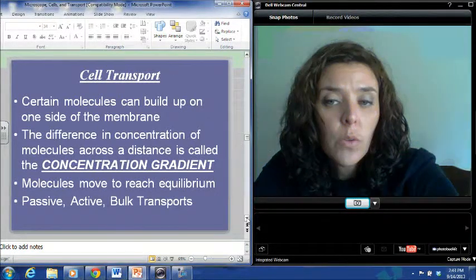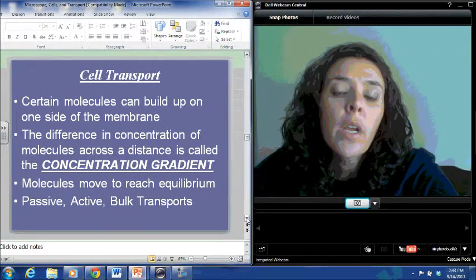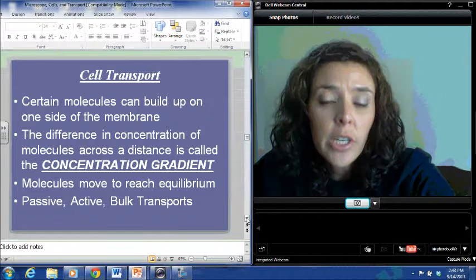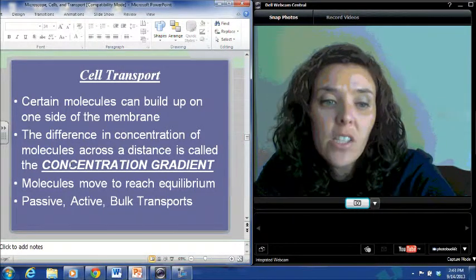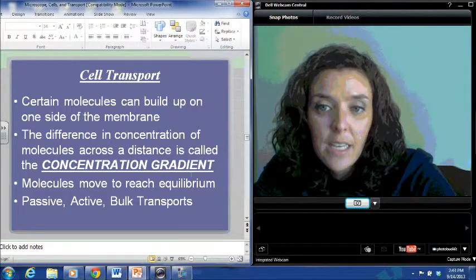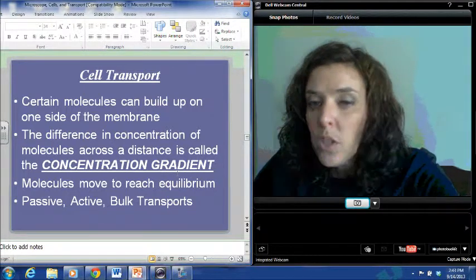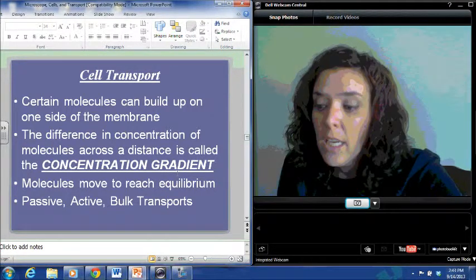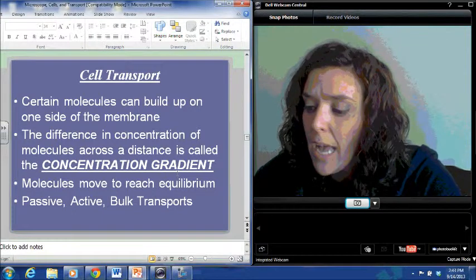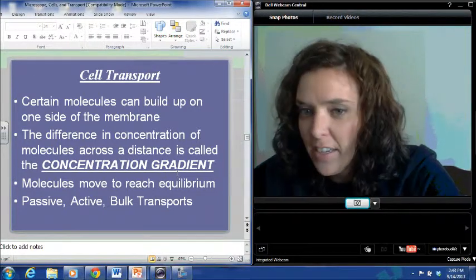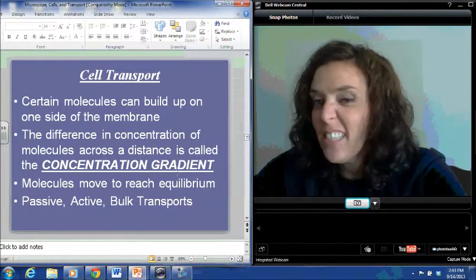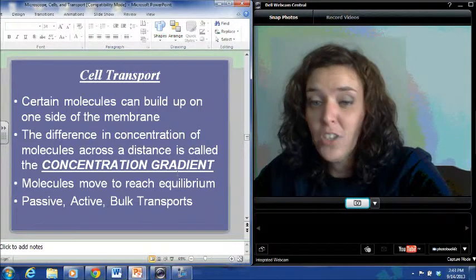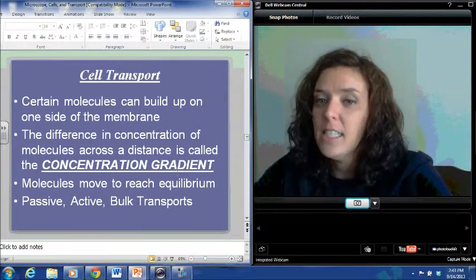Okay, so when we're talking about cell transport, the only time things need to transfer from one side to the other is if there is something called a concentration gradient. A concentration gradient. So when you think of the word concentration, you should think of amount, not necessarily how hard you're thinking, but the amount. Well, I guess that's related to the amount you concentrate, the amount you think, kind of the same.